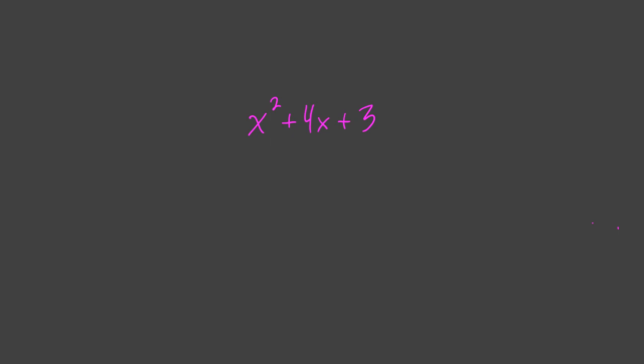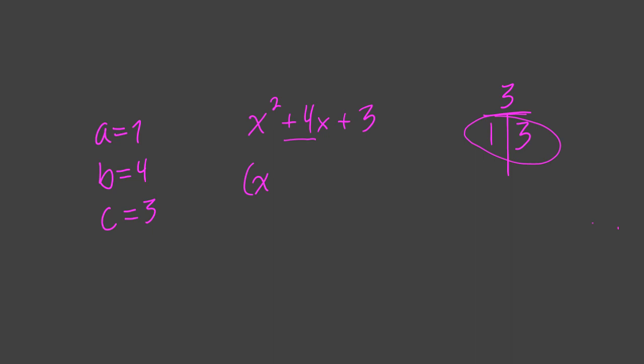Let's try that again. A equals 1, b equals 4, c equals 3. We're looking for two numbers that multiply to c and add to b. So with this expression, it looks pretty easy. 1 and 3 are the only factors of 3, and we can see that pair adds up to 4. So the way that we factor this expression would be x, they're both positive, so plus 1, x plus 3.